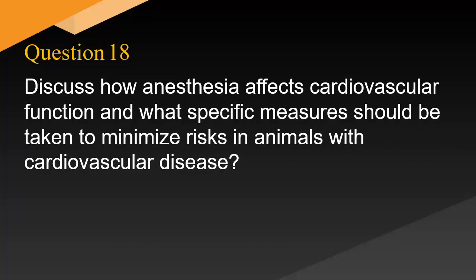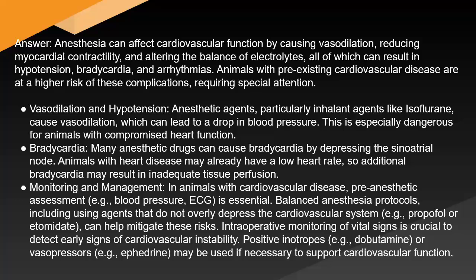Discuss how anesthesia affects cardiovascular function and what specific measures should be taken to minimize risks in animals with cardiovascular disease. Answer: Anesthesia can affect cardiovascular function by causing vasodilation, reducing myocardial contractility, and altering the balance of electrolytes, all of which can result in hypotension, bradycardia, and arrhythmias. Animals with pre-existing cardiovascular disease are at higher risk of these complications, requiring special attention.